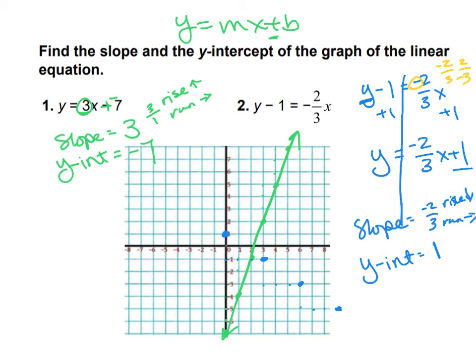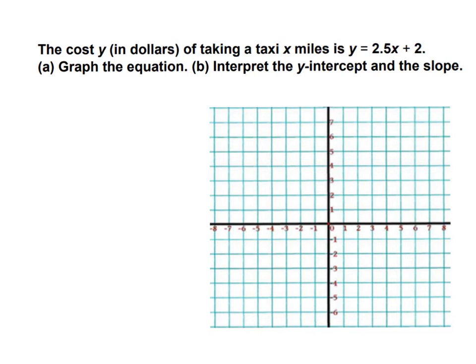Now, if I want to go the other direction, I'm just going to flip where the negative goes. So I'm going to go up 2 and to the left 3. Up 2 to the left 3. And then I can draw that line. There's that line. So we don't actually have to do an XY table. We can just use our slope and our y-intercept.